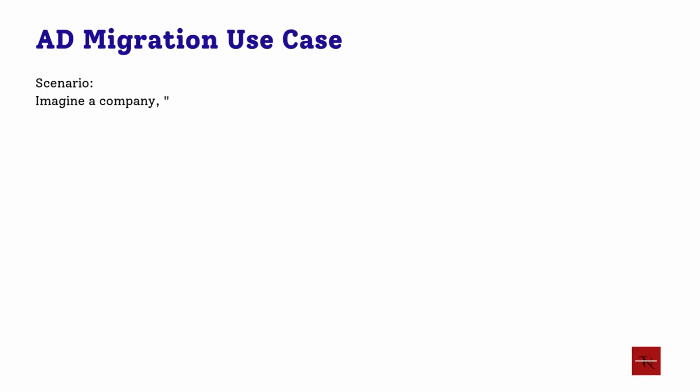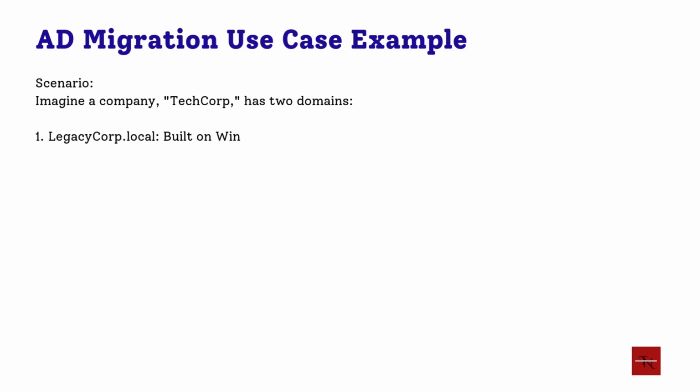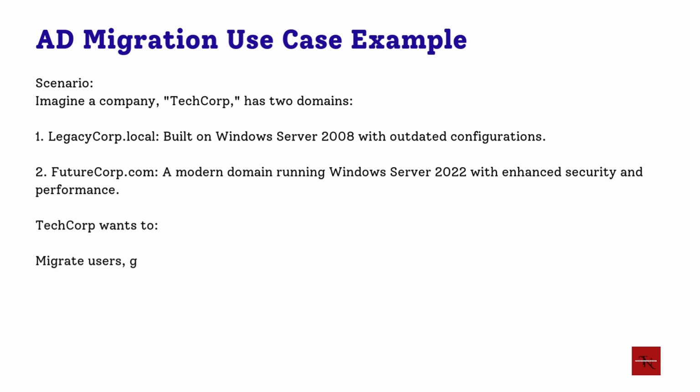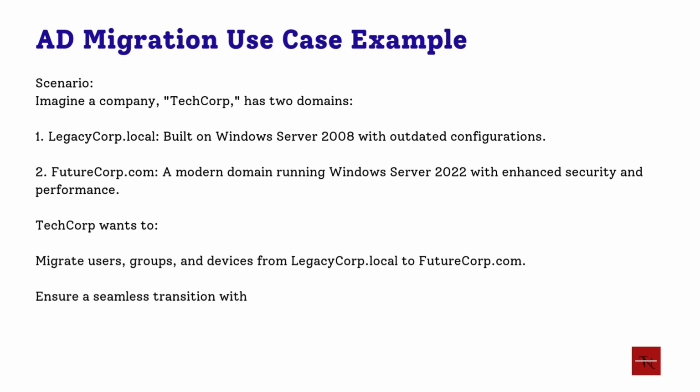An Active Directory migration use case example: imagine a company, TechCorp, has two domains, legacycorp.local, built on Windows Server 2008 with outdated configuration, and the second domain is futurecorp.com, a modern domain running Windows Server 2022 with enhanced security and performance. Now TechCorp wants to migrate users, groups, and devices from legacycorp.local to futurecorp.com, ensure a seamless transition with minimal downtime, and integrate with Azure AD for a hybrid cloud solution.